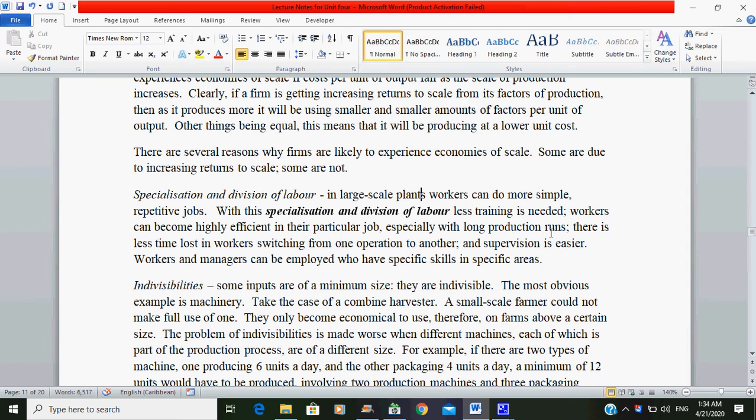There is less time cost. There's less time lost in workers switching from one operation to another, and supervision is easier. Workers and managers can be employed who have specific skills in specific areas.